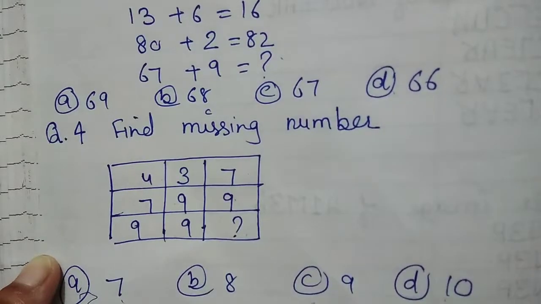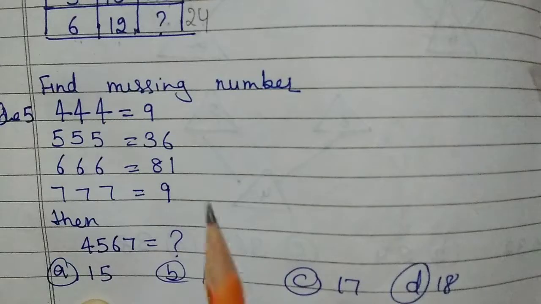Now beta, move to the last question of your homework. Find the missing number.